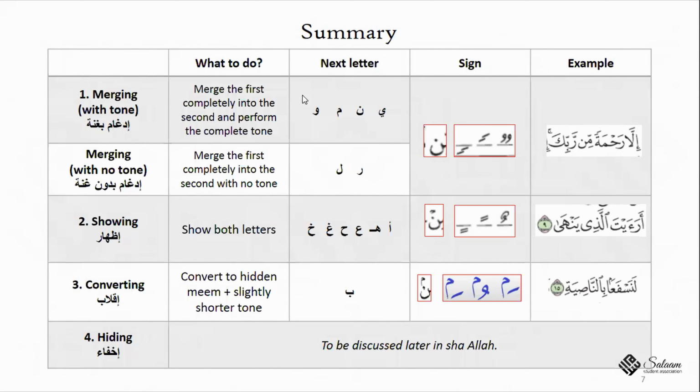So here we discuss 15 letters coming after the stable noon and tanween. We have 6 letters for merging, 6 letters for showing or izhar. We have 1 letter for iqlab, and we have the sign that we discussed. We will not go to ikhfa today, nor next lesson.